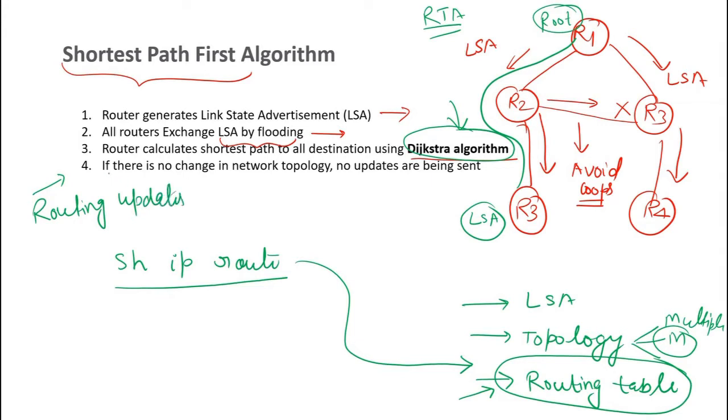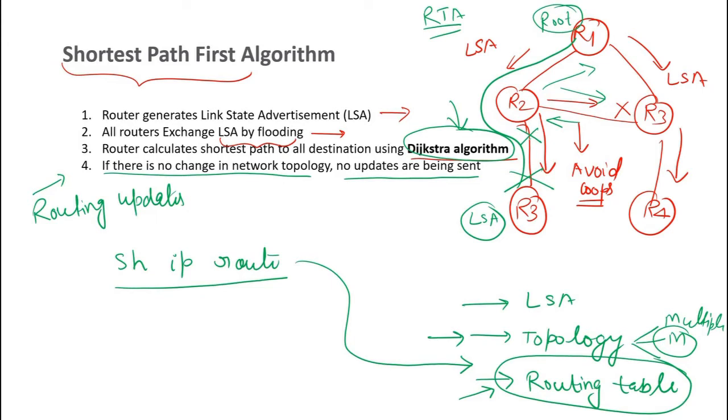Whenever there is no change in the network topology, no updates are sent. So whenever router 3 goes down, only router 2 will send information to R3 that R3 has gone down, and please don't send any packet, or if you send anything, I will not be able to forward it. It will delete that route from its routing table, right? And it will also calculate the topology and the database table as well.